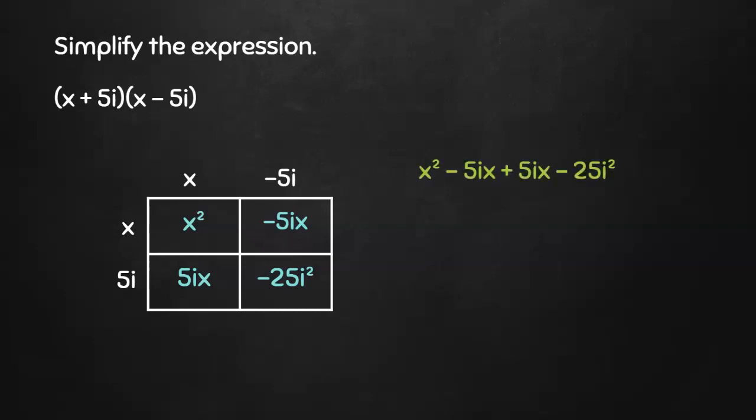So what you will see is actually that the negative 5ix and the positive 5ix will cancel out, and that -1 comes from the fact that you had that i squared. So if I have -25 and that was multiplied by that i squared, or that -1, that's actually going to turn into a positive 25. So to simplify this expression, we get x squared plus 25.